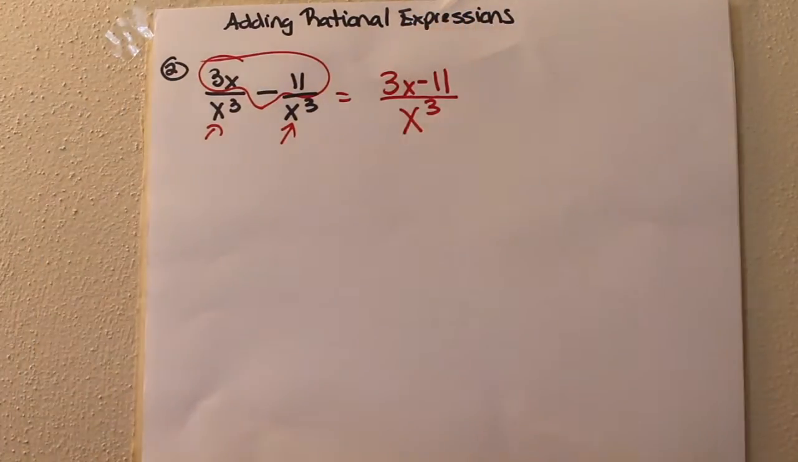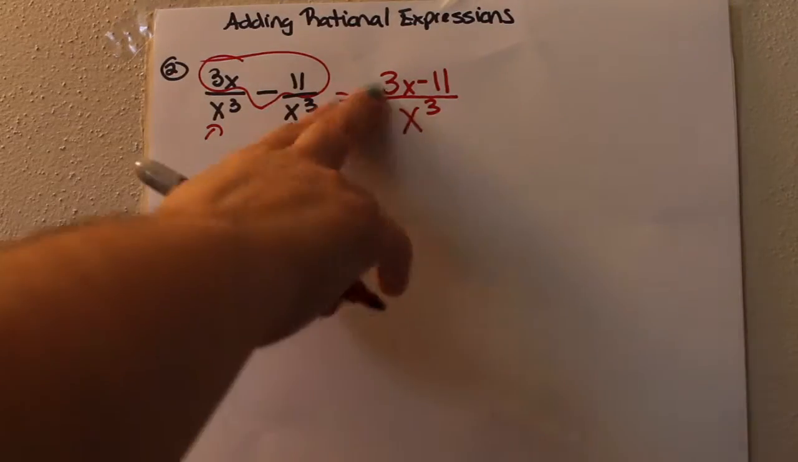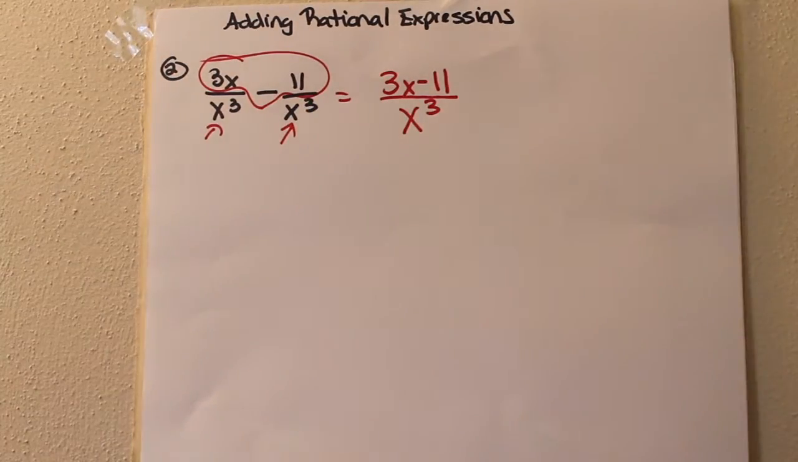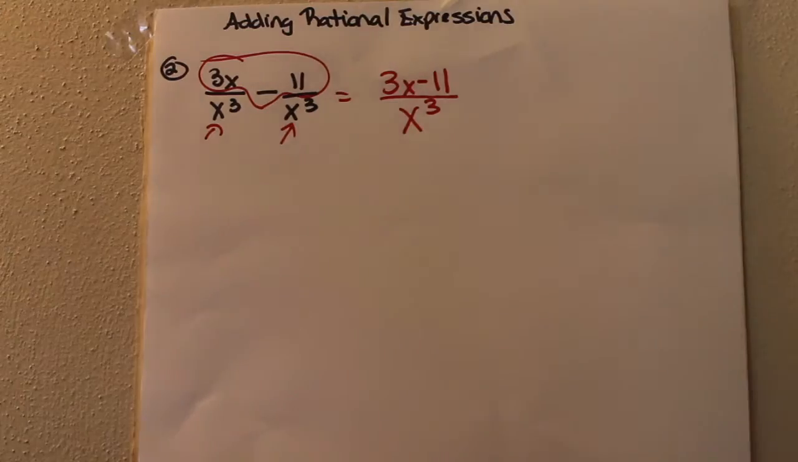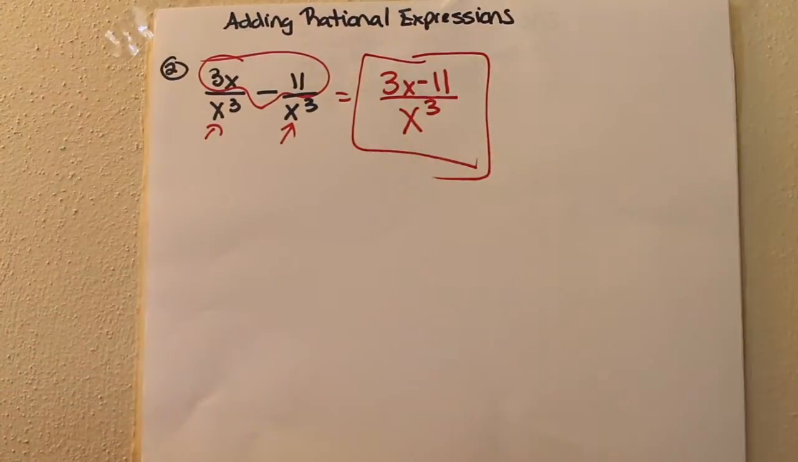I'm going to check for any possibility of factoring. I can't factor anything from 3x minus 11. There's nothing I can cancel there. This would be my final answer.